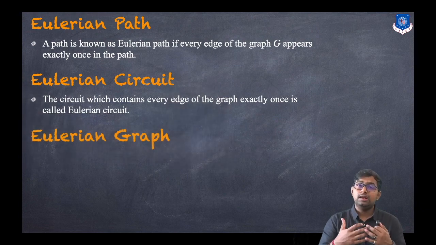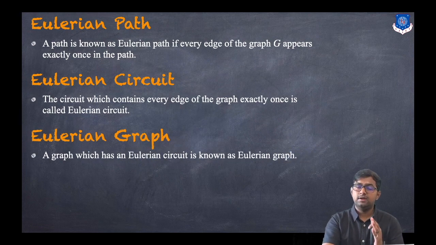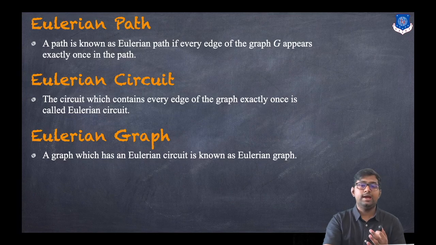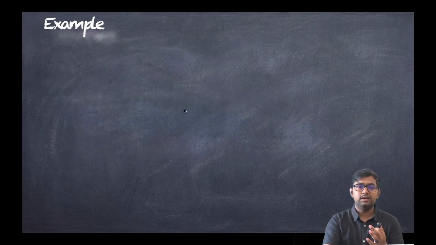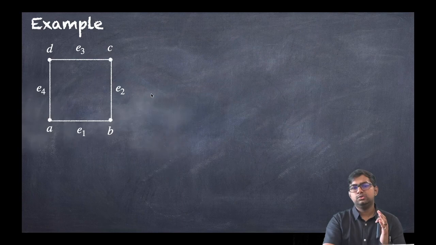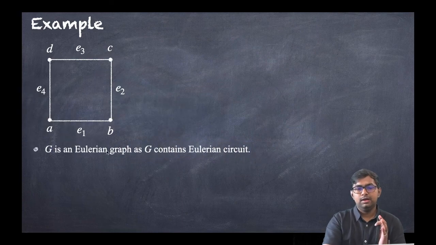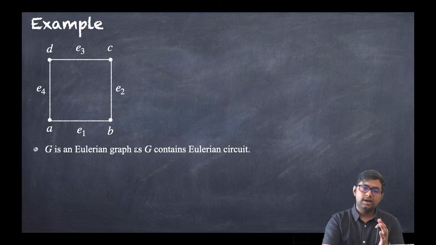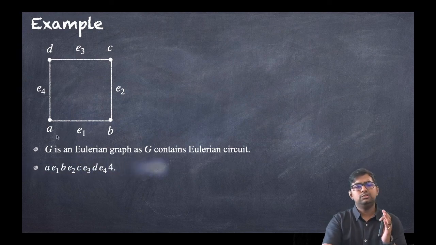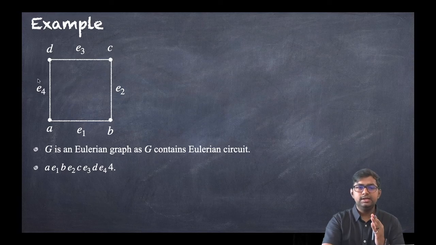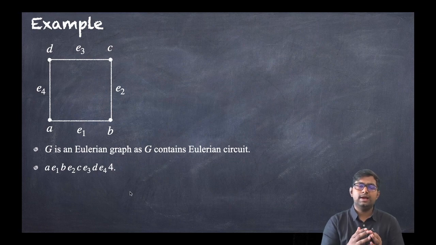Now what is an Eulerian graph? A graph which has an Eulerian circuit is known as an Eulerian graph. Fine. So let us discuss examples. So this is the example. Now this graph is an Eulerian graph as this G contains an Eulerian circuit. So what is that circuit? Let us start from this A, E1, B, E2, C, E3, D, and E4, and again A. So you can see that we have covered all these edges exactly once. Fine. So it is an Eulerian circuit.